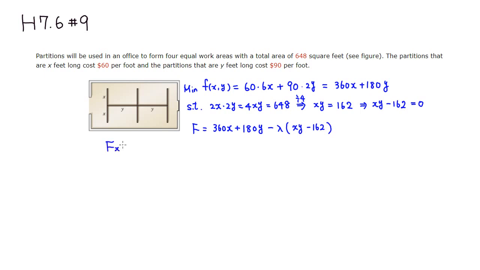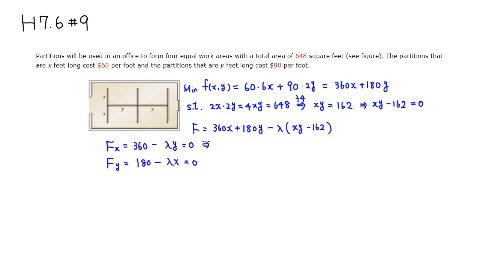Let's look at the first partial with respect to x. That would be 360, minus lambda, which is just a constant, times the partial of xy with respect to x, which is y. The partial of 162 is 0 since it's a constant. We set that equal to 0. The partial with respect to y would be 180 minus lambda times x, since the partial of xy with respect to y is just x. And that equals 0.